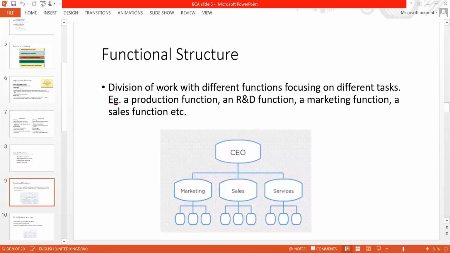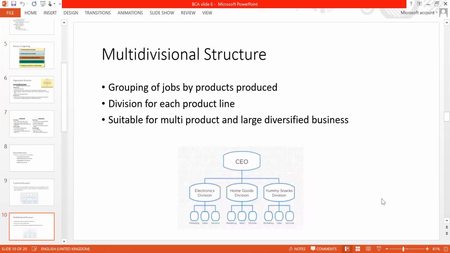Any one of you remembers what this functional structure is? Let me show you the slide and then I think you'll remember. This one. Okay. So you see my slide? Yes, sir.